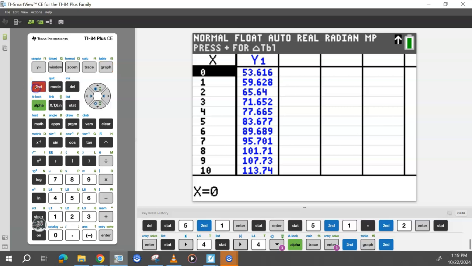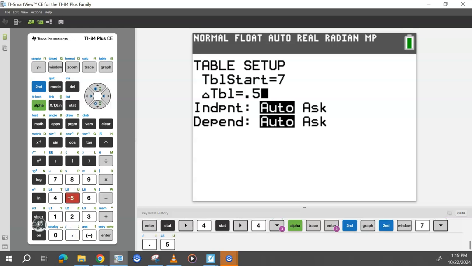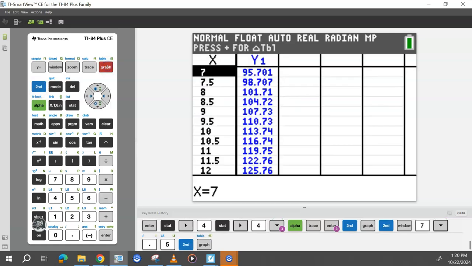Go into second window, and I'm going to change this to start at 7. And I want to change this to, instead of counting by ones, count by 0.5. And then I'm going to go back into the table. So change that to 7 and 0.5, go back into the table, second graph. Now I can see between 7.5 and 8 is where it goes over 100. So I'm going to do that again. I'm going to change it again.